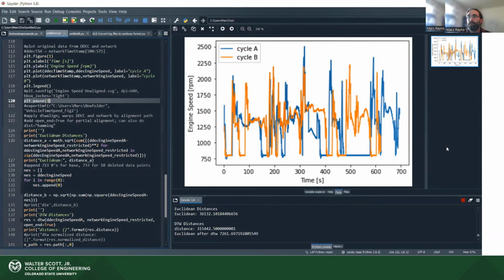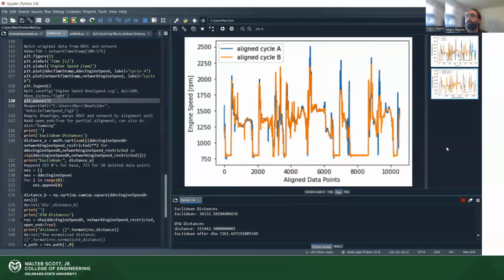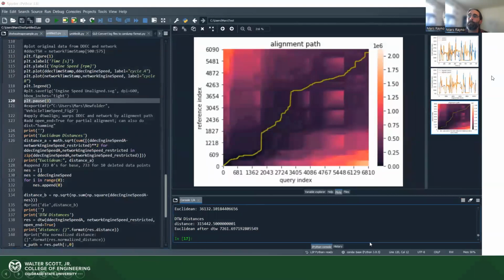The code outputs the direct Euclidean distance between the two signals and performs the DTW calculations, and outputs both an aligned chart, which shows a more representative drive cycle formed from the two cycles, shown here. It then outputs the cost path it used to compute that representative cycle, which is shown here.